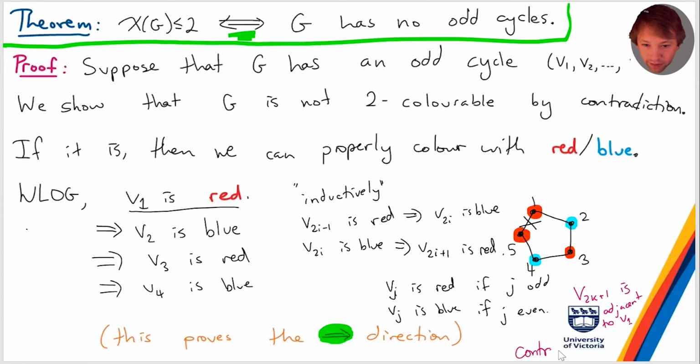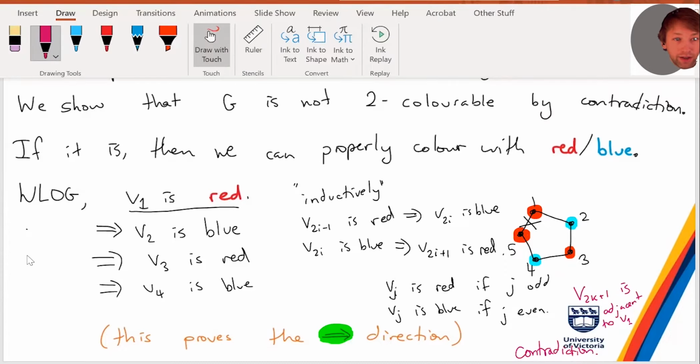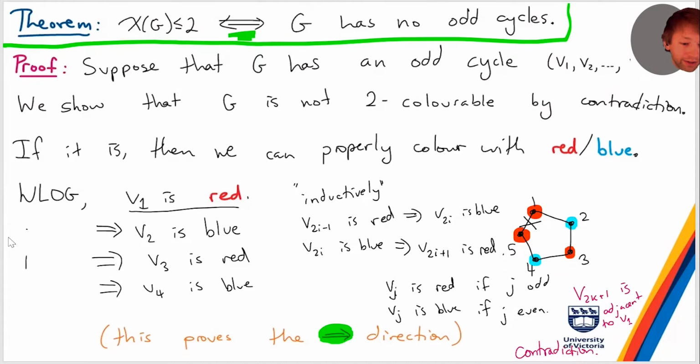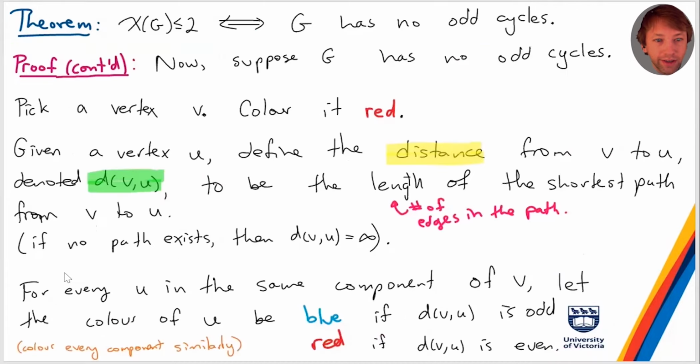So, contradiction, right? If you have an odd cycle, then you cannot color the graph with two colors. So that proves this direction of the theorem by contrapositive. I assume that the right-hand side is false, and I get that the left-hand side is false. Any questions about that part of the proof?